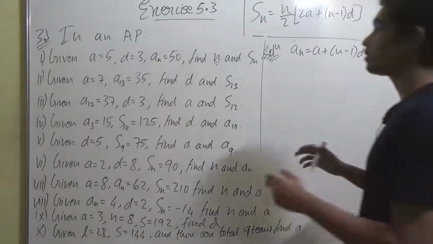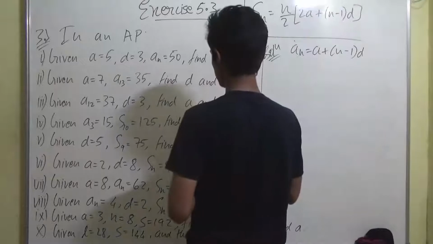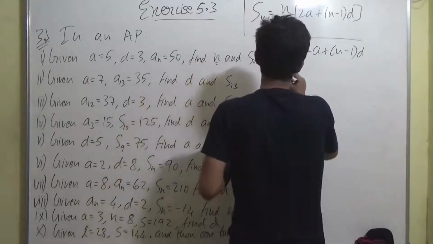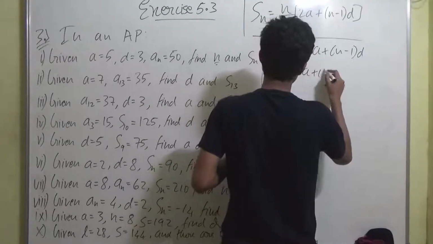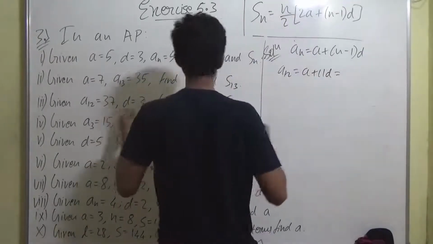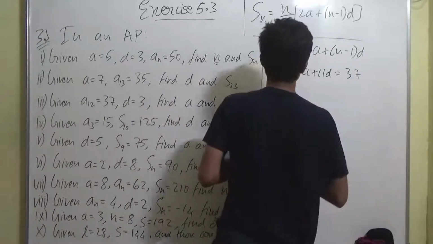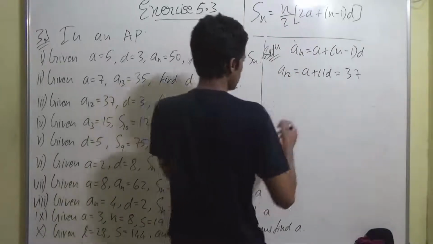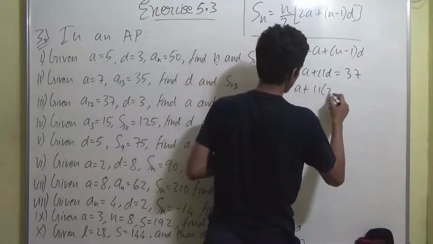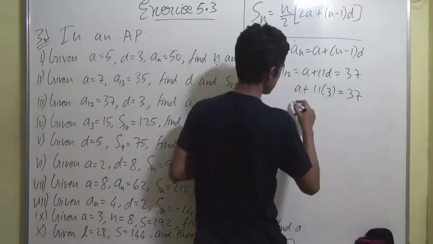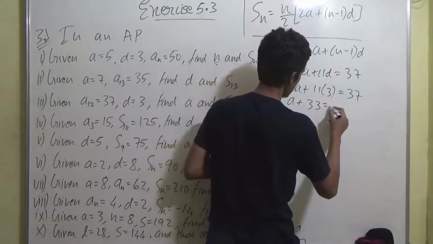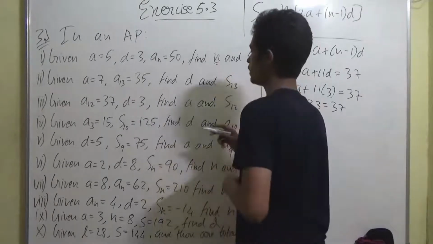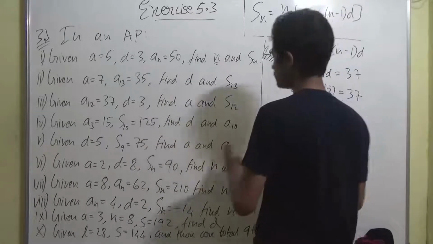So a12 means a plus 11d, right? a12 is a plus 11d, which they have given us equal to 37. Now d they gave us as 3. Now we can find the value of a. It will become a plus 11 into 3 equal to 37. So this is going to become a plus 33 equal to 37, which means a will become equal to 4. They asked us to find a, right? So a we found as 4, guys.